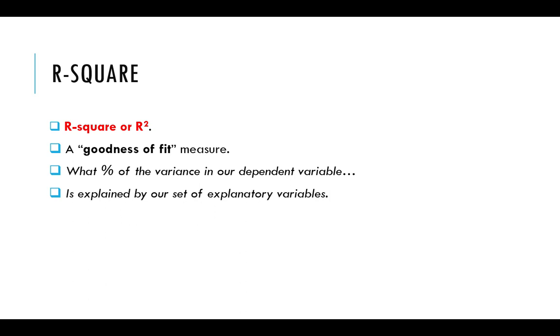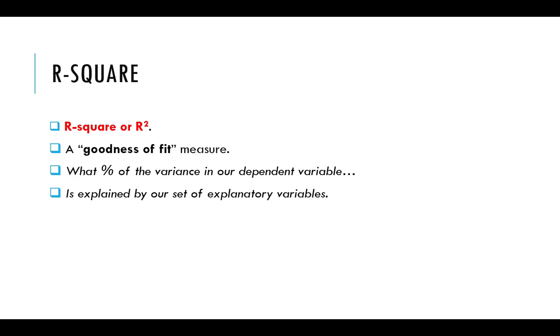So let's think about this. The first part says what percent of the variation or variance in our dependent variable. Second part is explained by our explanatory variables. Now we have a dependent variable, right? It could be test scores, it could be GPA of students, it could be salary of workers. And we know there's going to be some variation. Not everyone has the same test score, not everyone has the same GPA, not everyone has the same salary.